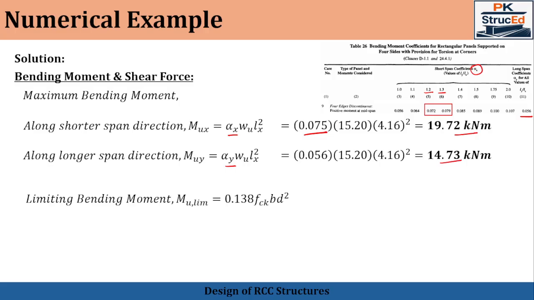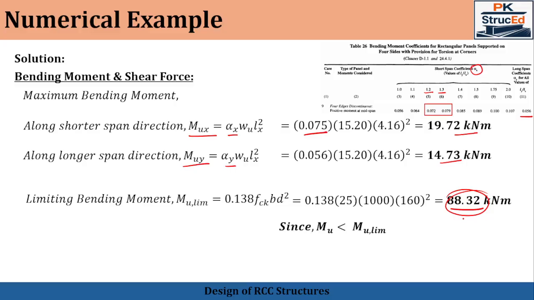Now, the limiting bending moment will be calculated using the relation 0.138 fck b d square. So, substituting the values with b equal to 1 meter or 1000 mm, we get the limiting bending moment as 88.32 kilonewton meter. Now, the moments which have been calculated along both the directions are found to be less than the limiting bending moment of 88.32. Hence, the section will be considered as an under-reinforced section.